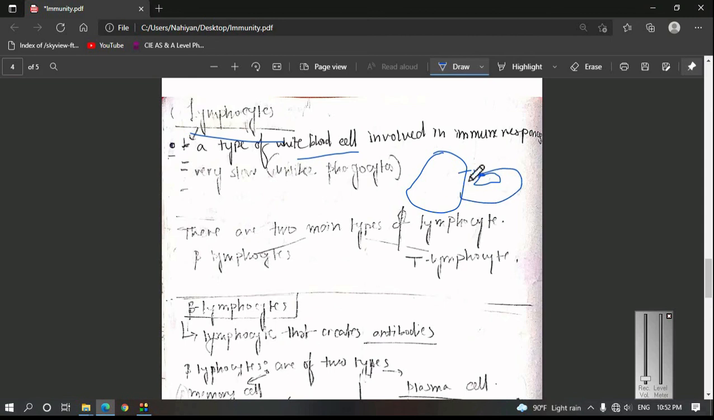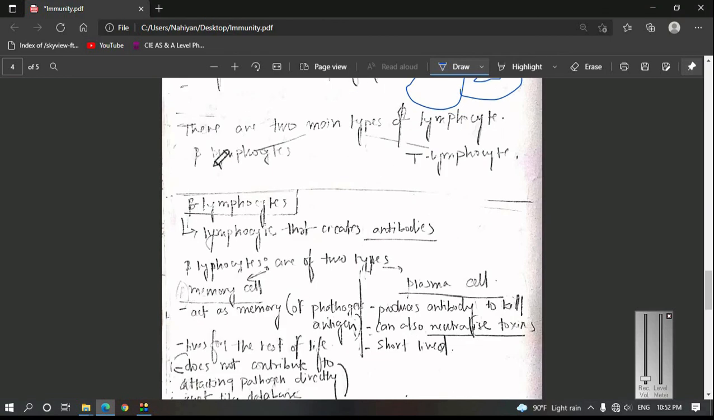As simple as that. But in lymphocytes, you have to make special antibodies, which are specific for a specific pathogen. So that's a very lengthy process, but not if you have a memory cell, which we'll talk about later. There are two main types of lymphocyte: the B lymphocytes and the T lymphocytes.